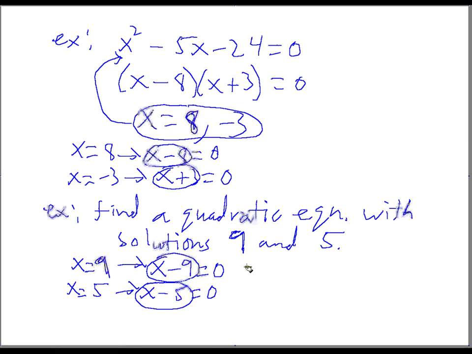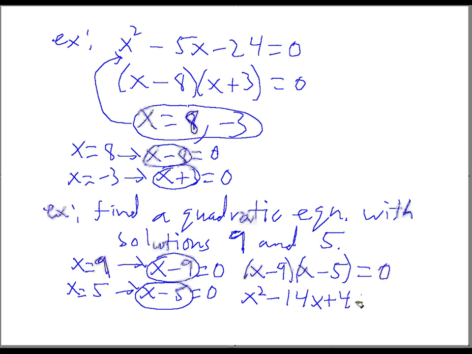So in other words, the equation we're looking for is x minus 9 times x minus 5 equal to 0. And if I FOIL that out, I'm going to get x squared, take your time on that, negative 9x, negative 5x, negative 14x, and then negative 9 times negative 5, positive 45 equal to 0. That's a 4 right there, sorry about that. So we have x squared minus 14x plus 45 equal to 0, which will give us these two solutions of 9 and 5. Okay, let's go and try another one.